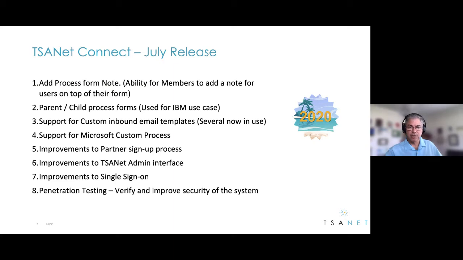So for example, with this process form note, what you'll see is a banner that you can put on the top of your process form that highlights very important pieces of information, right? So say your process requires a serial number and you want to communicate, hey, here's the format of the serial number so people don't put in 1, 2, 3, 4, 5. Say there's some other important piece of information you want to message right there at the top of the form, you now have the ability to do that.